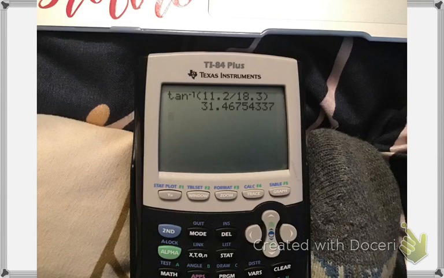It asks you to round to the nearest tenth on your problem. So the digit in the tenths place is 4, and you look next door, it's 5 or more, so it rounds up. 31.5 is your answer.